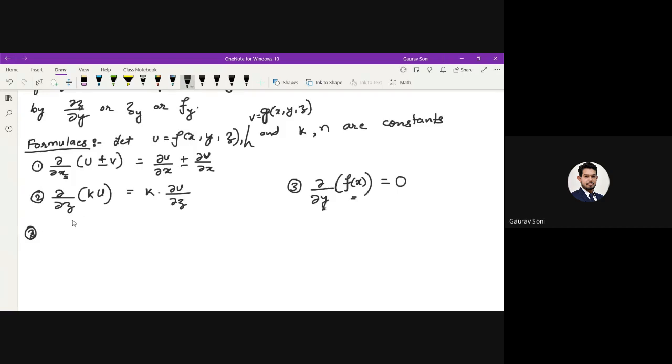Third, partial derivative with respect to x of f of x, y, z raised to n. So will it be n times f of x, y, z raised to n minus 1?